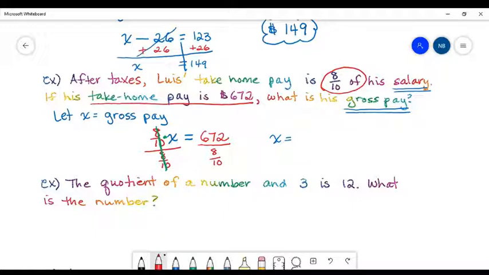When you divide $672 by 8/10, you get $840. So his gross pay is $840. That's before they took out the taxes. So that's the solution of the equation.